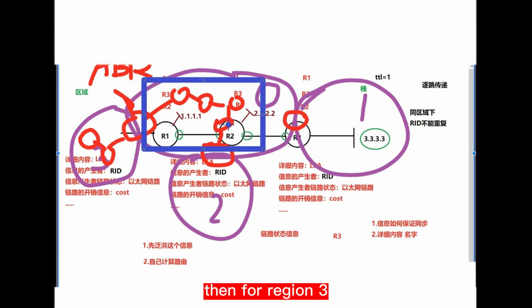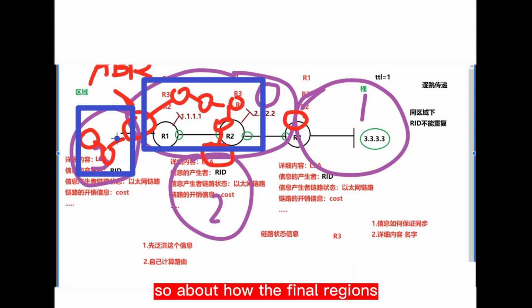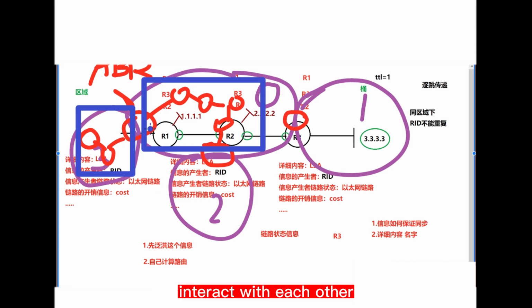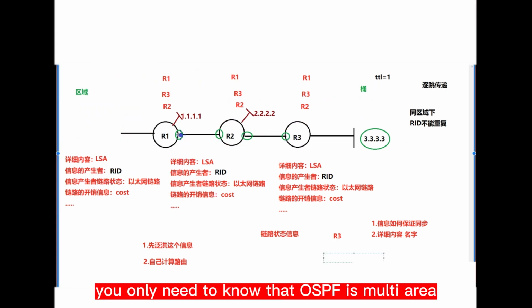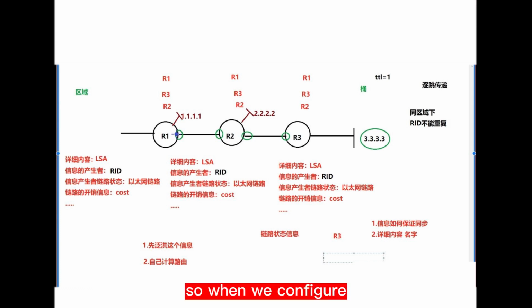Then, for region 3, these are the devices. Their interface, they sync LSDB. So about how the final regions interact with each other, you will learn in NP. At this stage, you only need to know that OSPF is multi-area. So, when we configure, we must also specify the region.